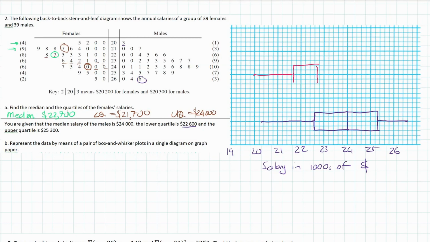Okay. And then we go to the upper quartile, which is 24,000 for the females. And then the highest value for the female earnings is 26,500, so 26,500 is approximately there. So there we go. And then I'll label females, and I'd go males here.